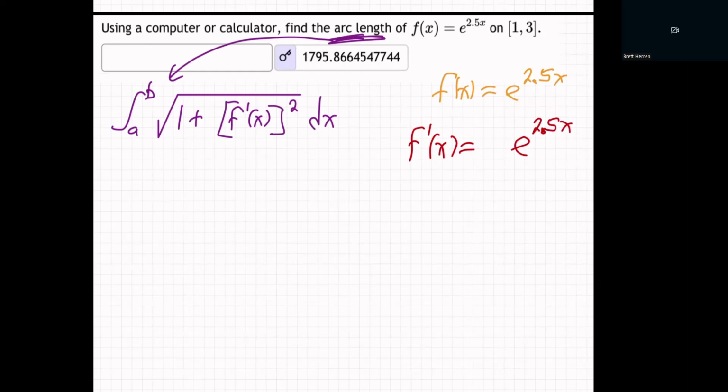But if any function, we have to remember the chain rule. If the inside of any function, if what's plugged into any function is anything other than a simple x, which this isn't just e to the x, it's e to the 2.5x. So if that plug-in is anything other than a simple x, then the chain rule says, oh, don't forget about me. You got to multiply by the derivative of just that little inside piece. So that's going to be 2.5. I'm going to put it in the front to make it easier. So there we go.